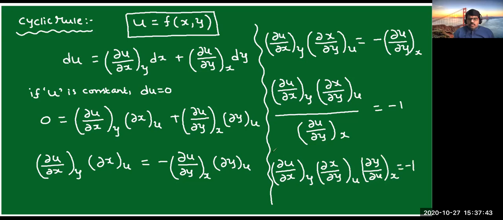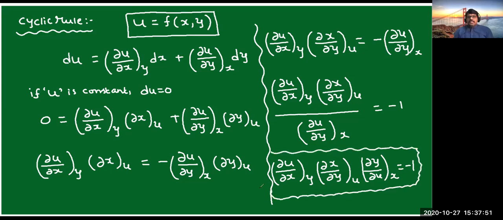This is the cyclic rule. Here, if you carefully observe, we have taken a function and its total differential, and I imposed a condition: if u is constant, then del u is equal to 0. Whenever a constant condition like this is introduced into the total differential, there is no change in the partial derivative, but the total derivative is converted to a partial derivative.